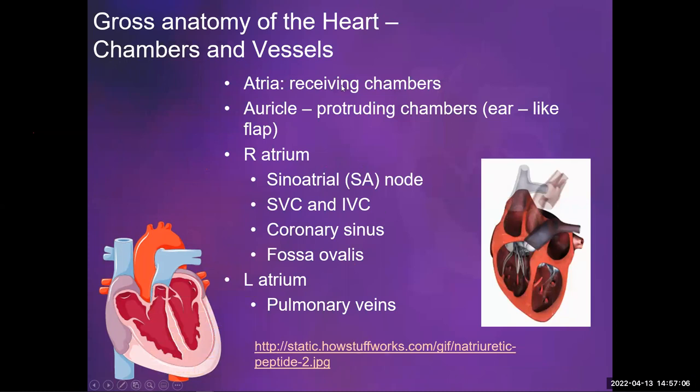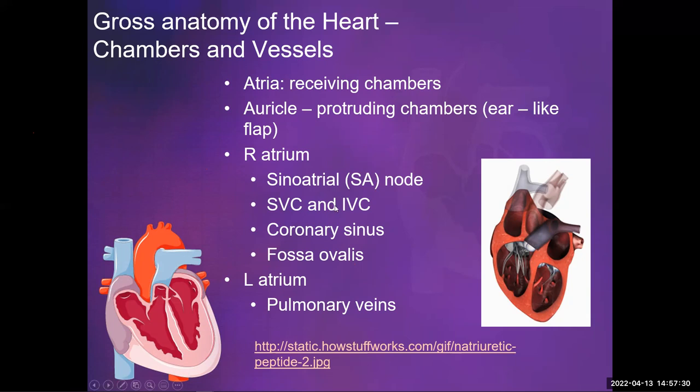Okay, so now we're continuing with the chambers of the heart. The atria, we mentioned, are the receiving chambers. The auricles are the protruding chambers, so the heart actually bulges out. This is the auricle here, this bulge. Then you have the right atrium. You have the SA node, which is associated with the electrical activity of the heart. We'll speak to that in a little bit.